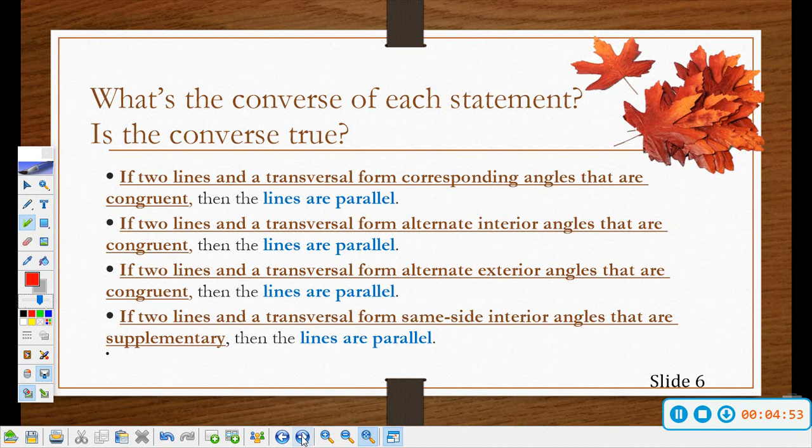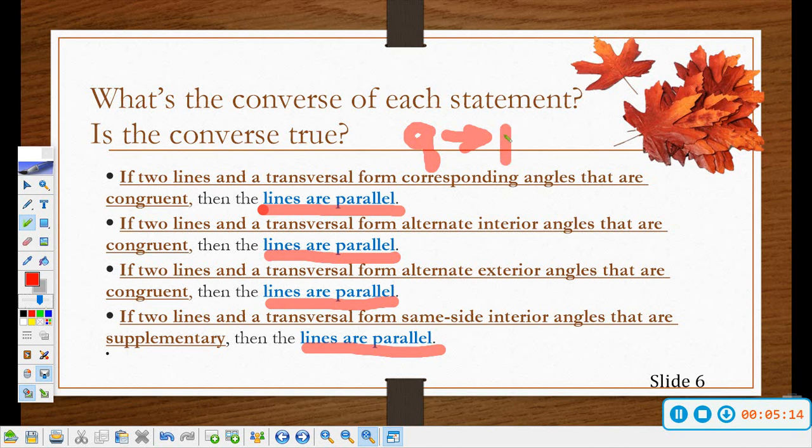So here are all the converse statements. Notice that now the resulting statement that the lines are parallel is your conclusion instead of your hypothesis as it was before. So these are all converses, so they are if Q, then P. So we have written the converse for each one. Notice that the converse and the conditional both work. They're both true.